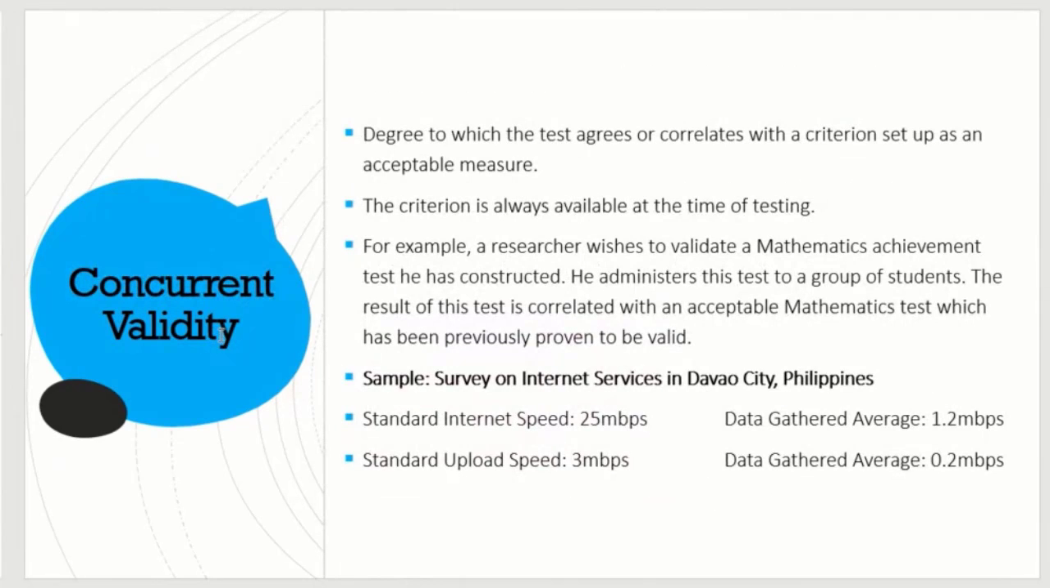Now, we also have concurrent validity. Ang concurrent validity naman is the degree to which the test agrees or correlates with the criterion set up as an acceptable measure. The criterion is always available at the time of testing. For example, a researcher wishes to validate a mathematics achievement test he has constructed. He administers this test to a group of students. The result of this test is correlated with an acceptable mathematics test which has been previously proven to be valid.